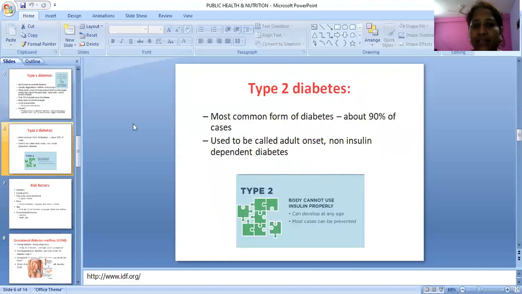next, type 2 diabetes. In India, 90% of the cases are suffering from this kind of diabetes. Okay, it used to be called adult onset or NIDDM. NIDDM is non-insulin dependent diabetes mellitus. What is this type 2 diabetes? The body cannot use insulin properly. Okay, in most cases this can be prevented.